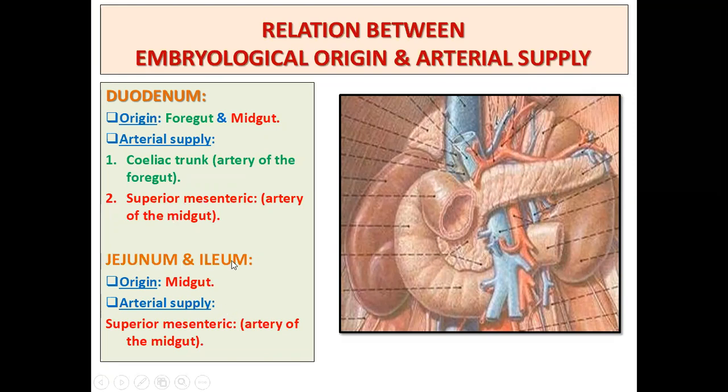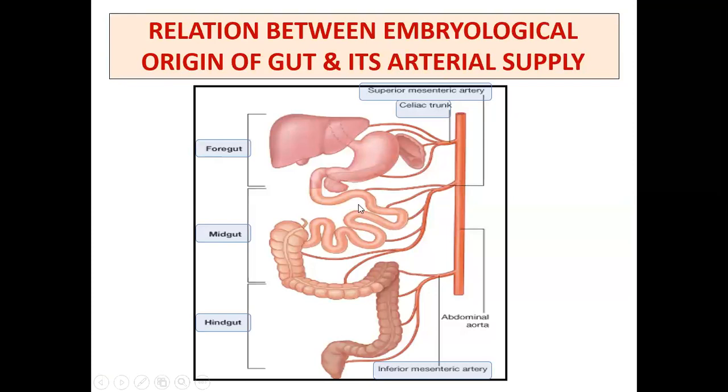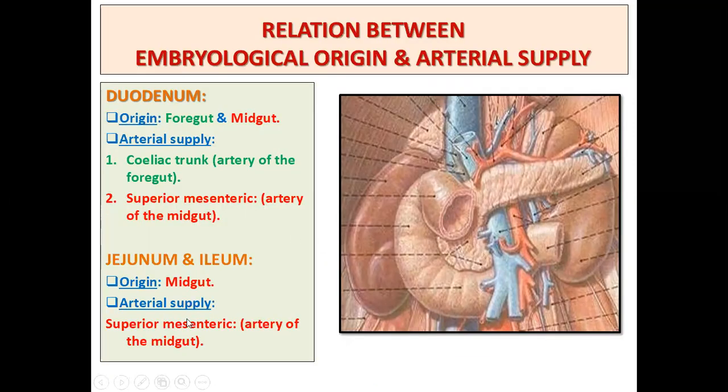Similarly, if you see the jejunum and ileum, they are part of the midgut, as you can see here. The whole of the remaining part, the jejunum and ileum, belongs to the midgut, so it will be supplied by the artery of the midgut, that is the superior mesenteric artery. This is how you can easily deduce which artery supplies which part of the gut.